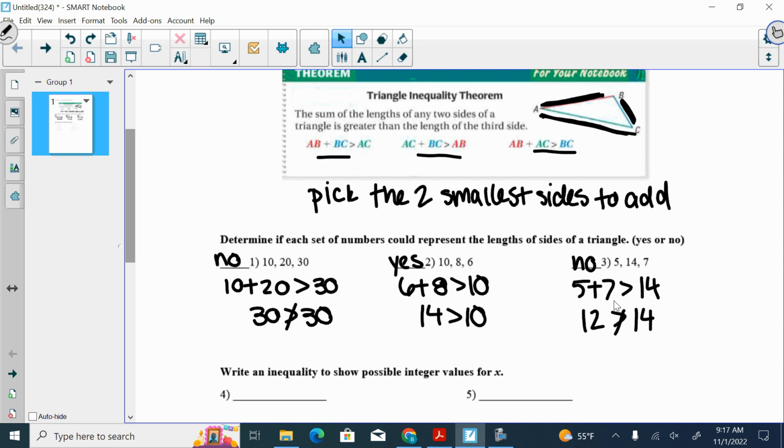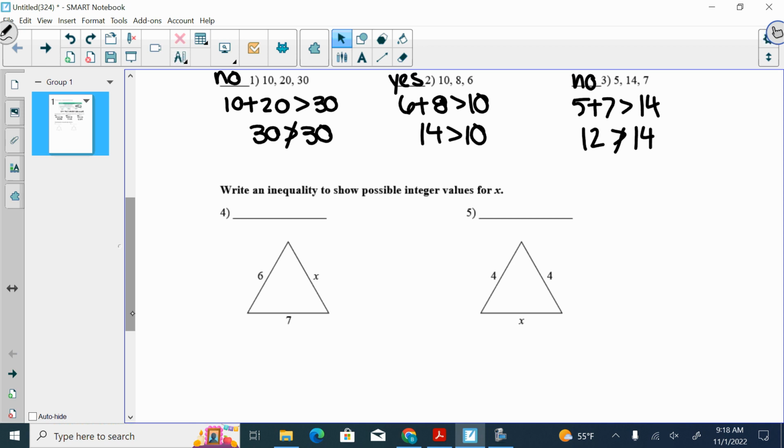Like I said, so that you don't have to add it up all three ways, if you just pick the smallest two to add, it'll let you know if it's going to work or not. Now, sometimes they might just give you two of the sides and ask what the third side could potentially be. There's a lot of things that are bigger than 14, so it probably isn't just one specific number. It might be a range of numbers. So they say to write this as an inequality. In this next section, it says to write an inequality to show the possible integer values for x.